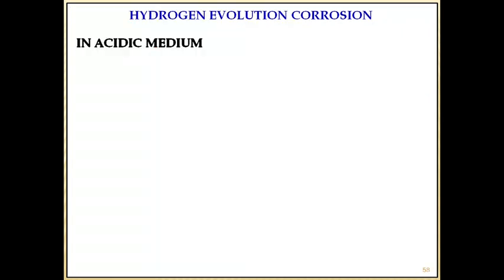Now we have to study hydrogen evolution corrosion and oxygen absorption corrosion in detail. Both these types of corrosion can occur in acidic as well as in alkaline medium. You have to study the hydrogen evolution corrosion in acidic medium as well as in alkaline medium. First, have a look at the hydrogen evolution corrosion in acidic medium.